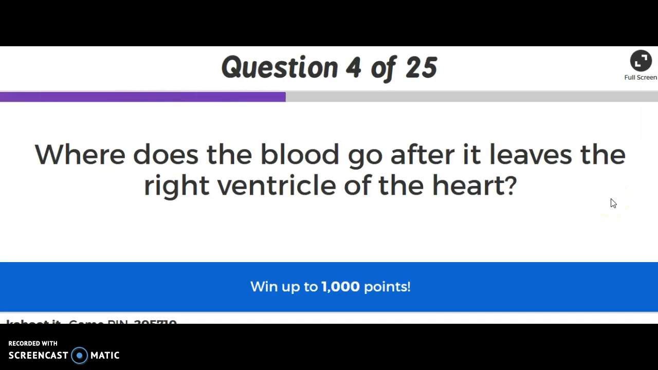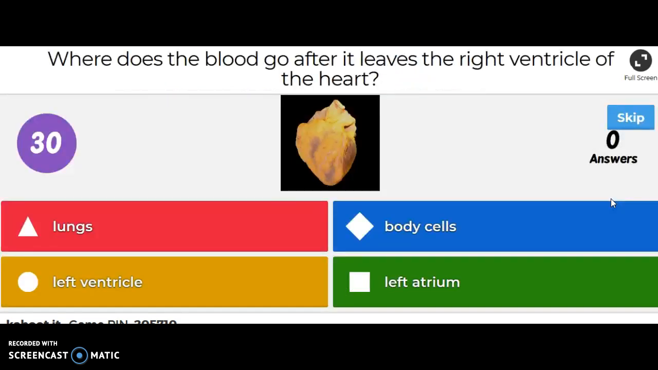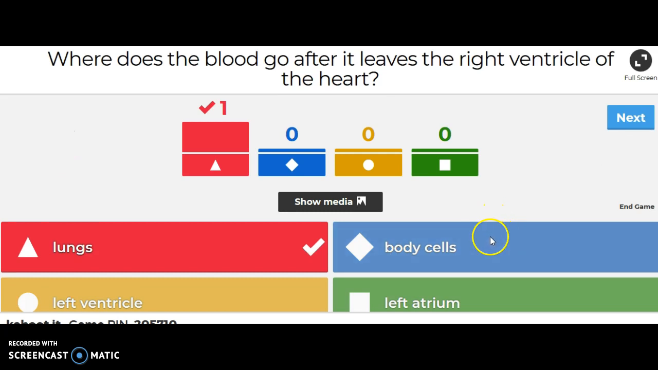Where does the blood go after it leaves the right ventricle of the heart? And it actually goes then to the lungs, which will get the oxygen. Then it can go back to the other chambers of the heart on the left side and then go to the body cells where that oxygen is needed.